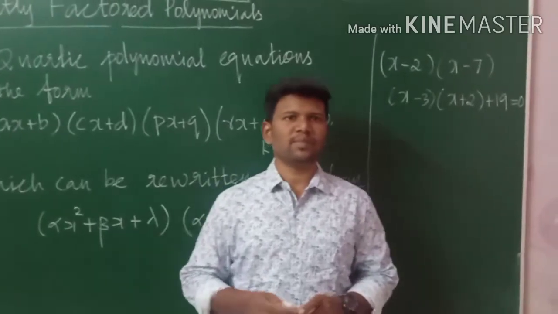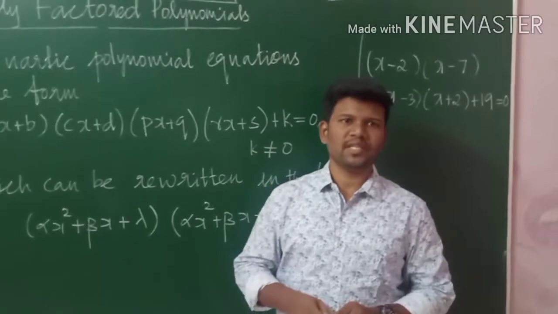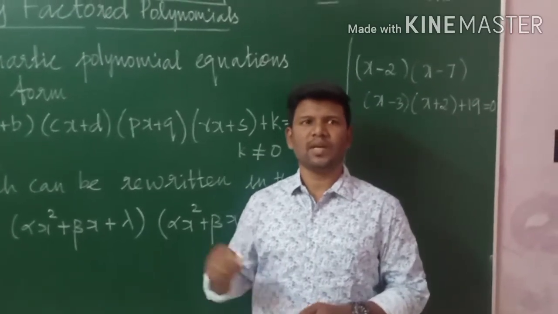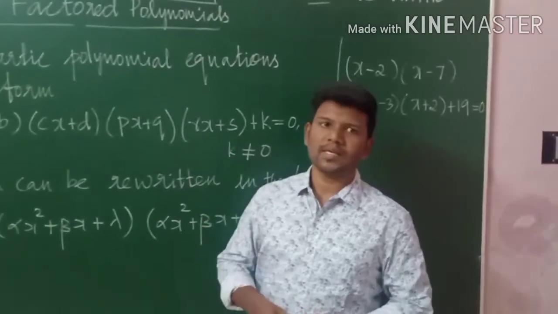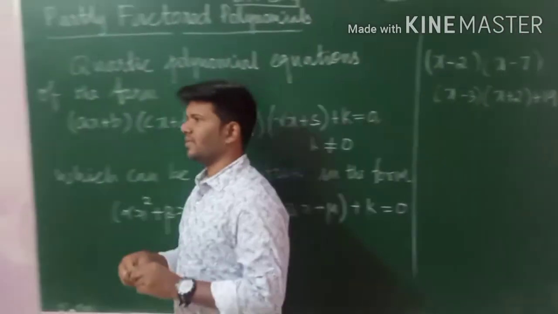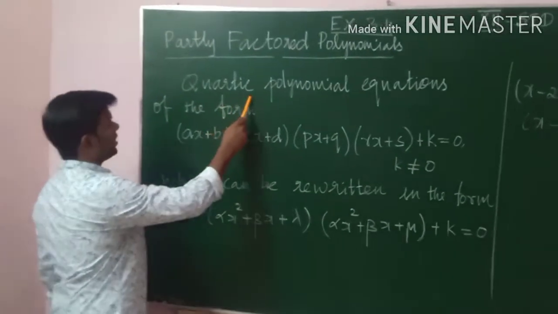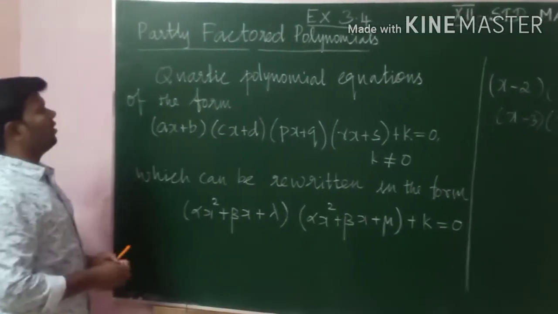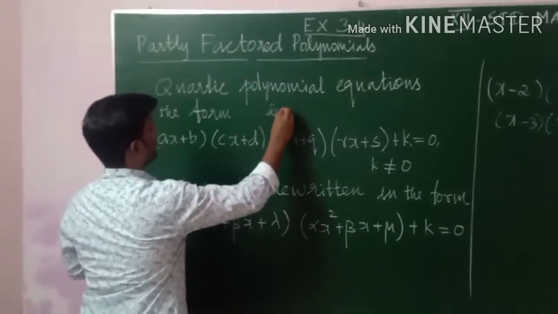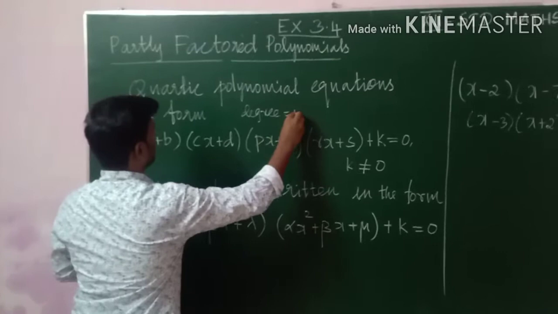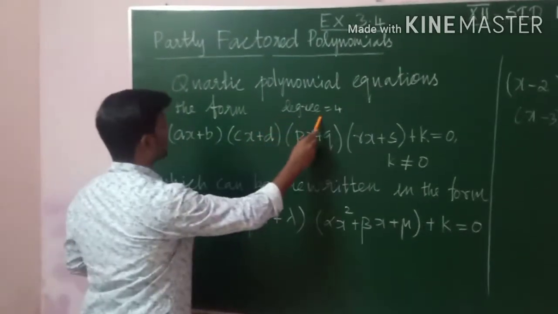Today we are going to see about partly factored polynomials. Last class we saw exercise 3.3 problems and some properties. So today we are going to see partly factored polynomials: quartic polynomial equations of the form. So quartic polynomial means what? Degree 4. We know that a polynomial equation having degree 4 is called what?